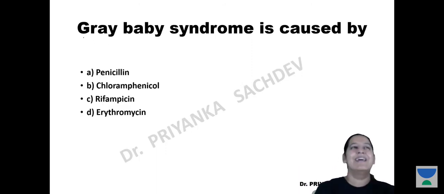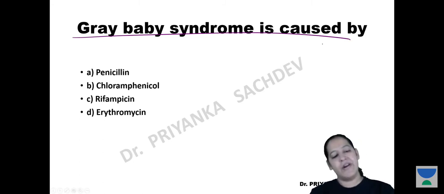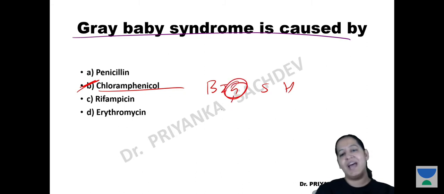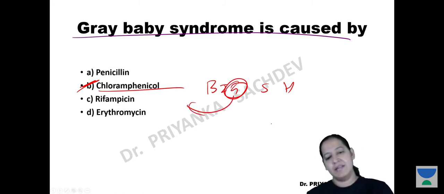Gray baby syndrome is caused by... The 4 options are in front of you. Yes, of course, you all are right. The correct answer here is B. It is caused by chloramphenicol. The mnemonic is Big Super Hyper. The G in Big is gray baby syndrome. You all are right. The correct answer here is B.